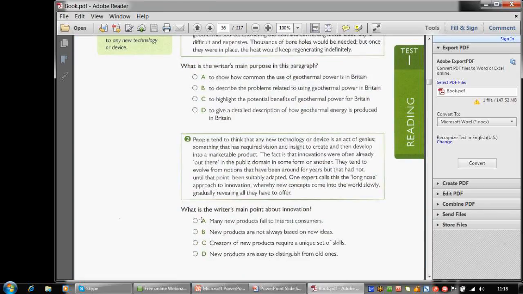Now this one here: what is the writer's main point about innovation? Innovation points always come in between. They don't come in the beginning, they don't come in the end, they come in between. So directly, if you see, you have a point over here about innovation. The fact is that innovations, you got the word over there. So if you read that sentence, you'll get the answer.